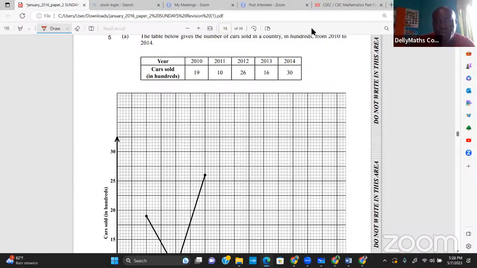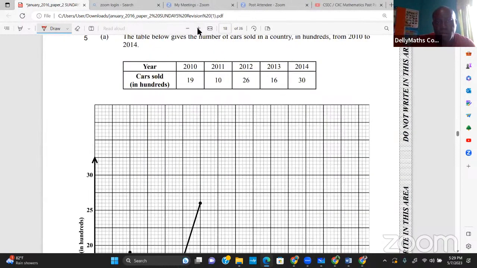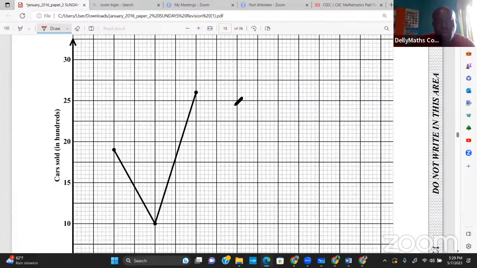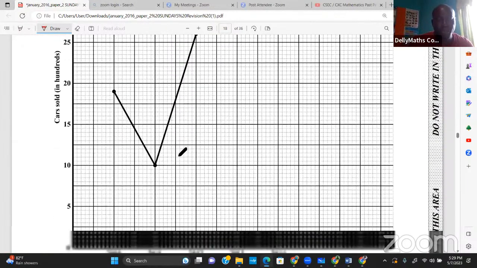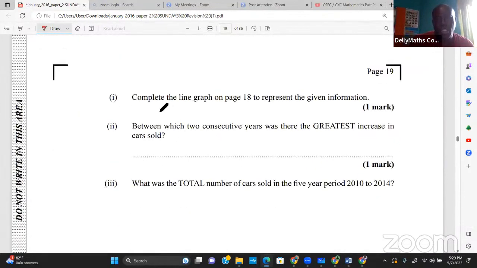Let me try to big this up a little bit. All right, number of cars sold. So we're seeing the year and cars sold in hundreds. So this is 1,900, 1,000, 2,600, 1,600, 3,000. All of these are hundreds, so you'll attach 2 zeros to the back of these numbers to get the real value, right? First question says what? Complete the line graph on page 18 to represent the given information.